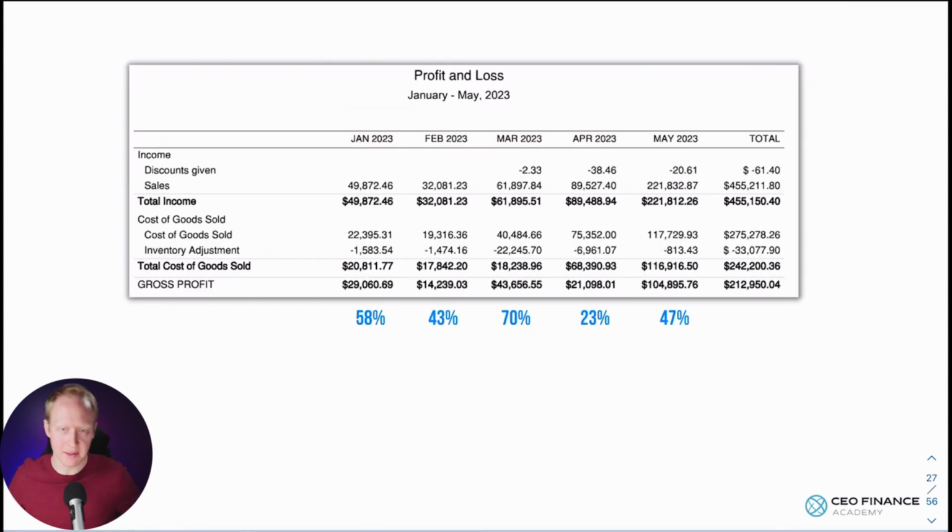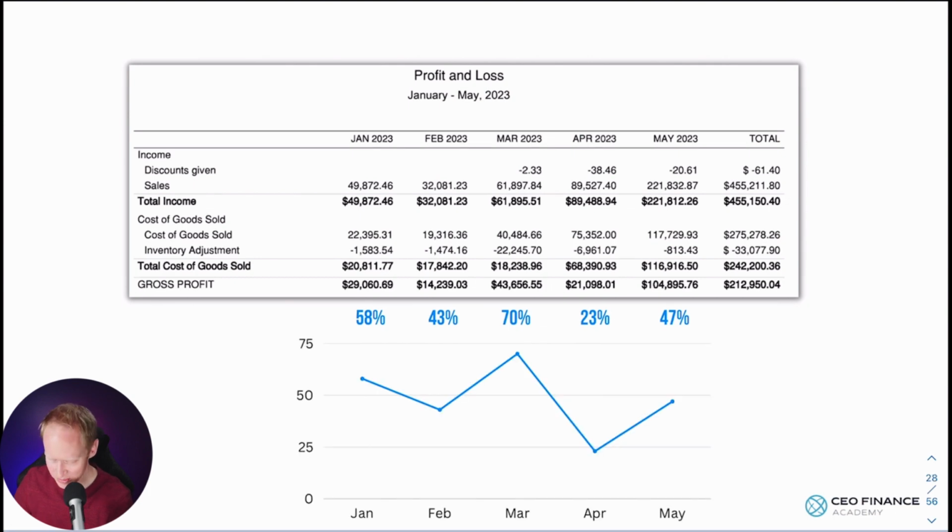But then let's look at something else here. Different business. This is a manufacturing business. And we can see a couple numbers here. So I just went and I calculated gross margins down here, month by month. What do you notice about these numbers? Right? Here's what I notice. I'm a visual kind of guy.